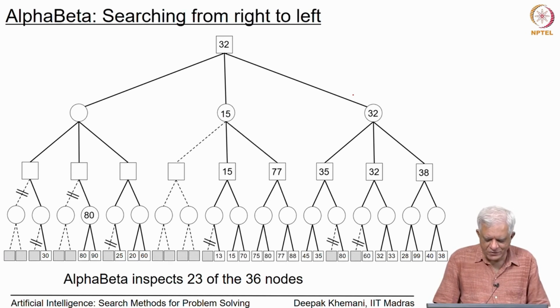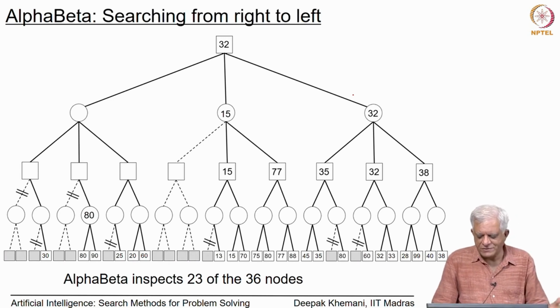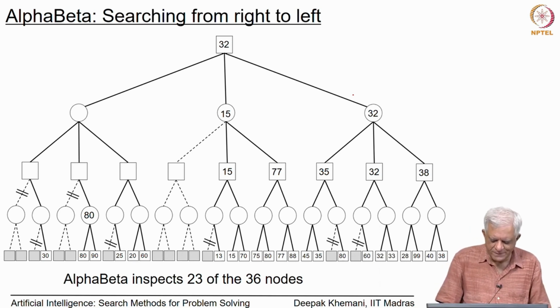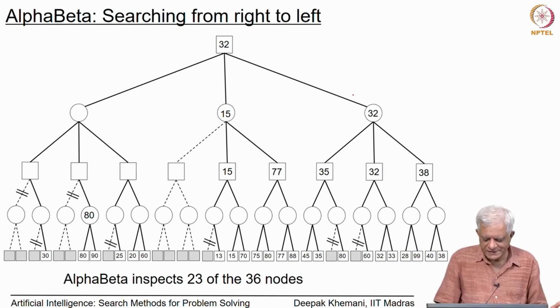So, let us just try to search this same tree from right to left, which means you start searching from the rightmost leaf and go towards the leftmost leaf. You should work this out yourself, and you will see that the cutoffs are different essentially. In fact, the cutoffs are slightly more than when we search from left to right, and in this version alpha beta sees 23 out of 36 nodes.